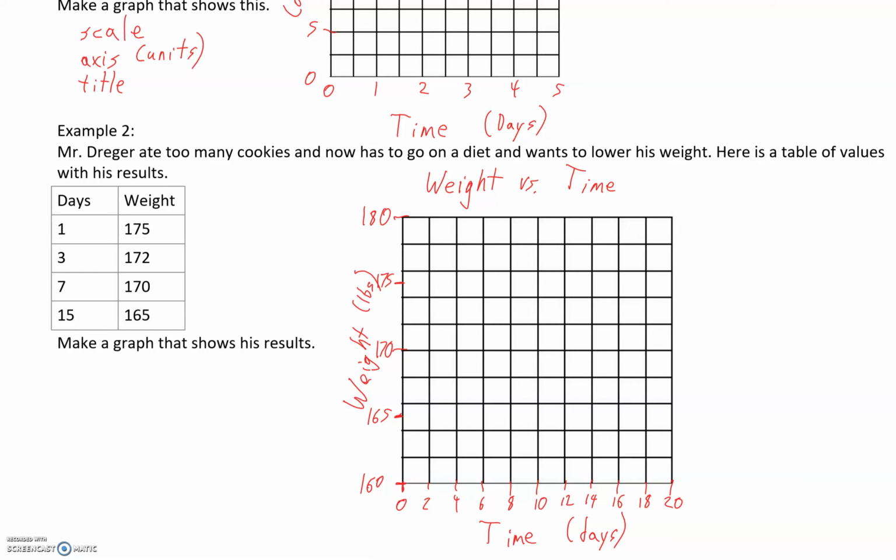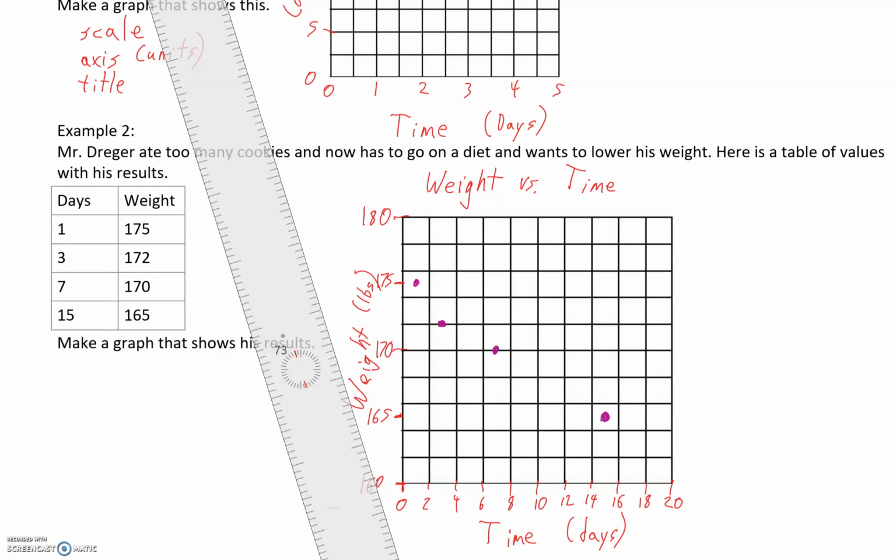All right, so day 1, my weight is 175. Day 3, my weight is 172. I think that would be roughly here. Day 7, my weight is 170. Day 15, my weight is 165, roughly there. All right, and is this continuous data? Yes, because it's a measurement, this will actually be continuous data.